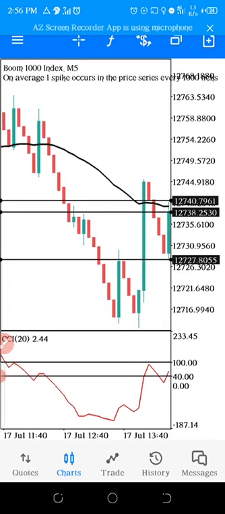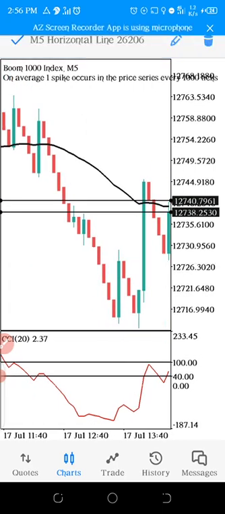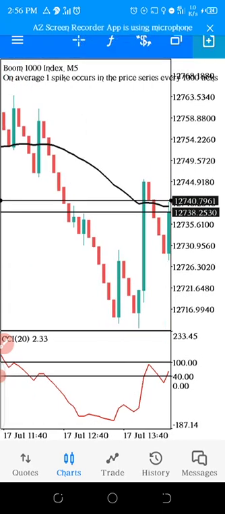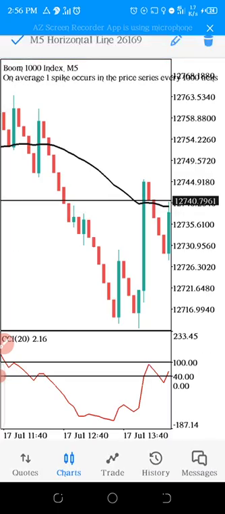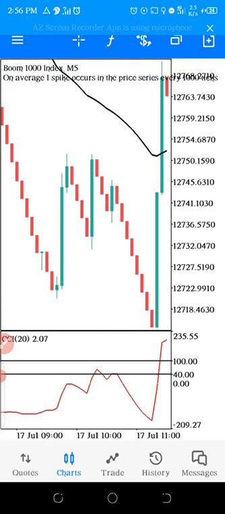So it is very practical. It's a very practical strategy. It is not like your usual scalping strategy. Let me look for one more example, and I'm going to show you the indicator settings.